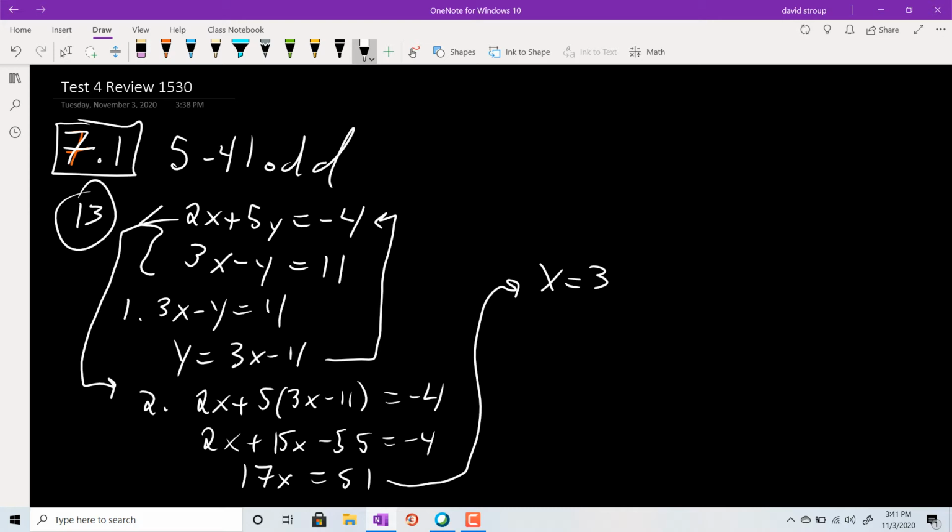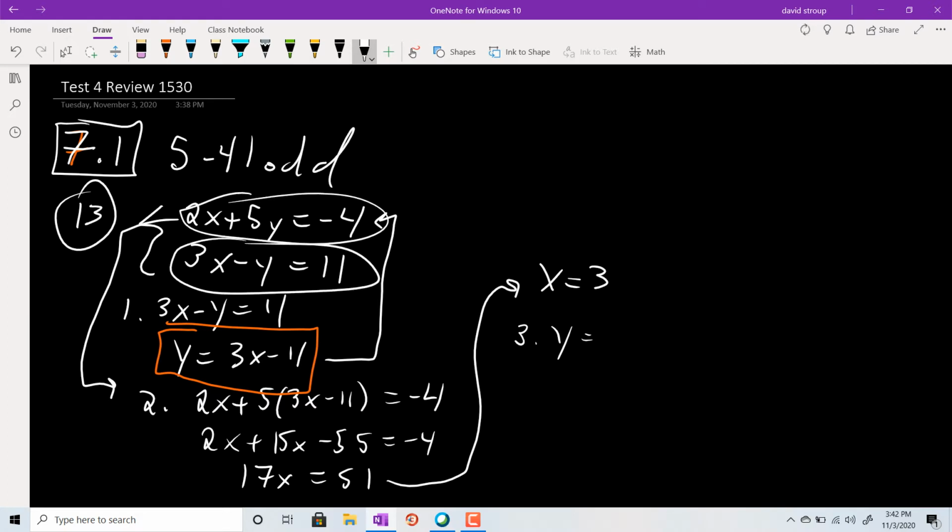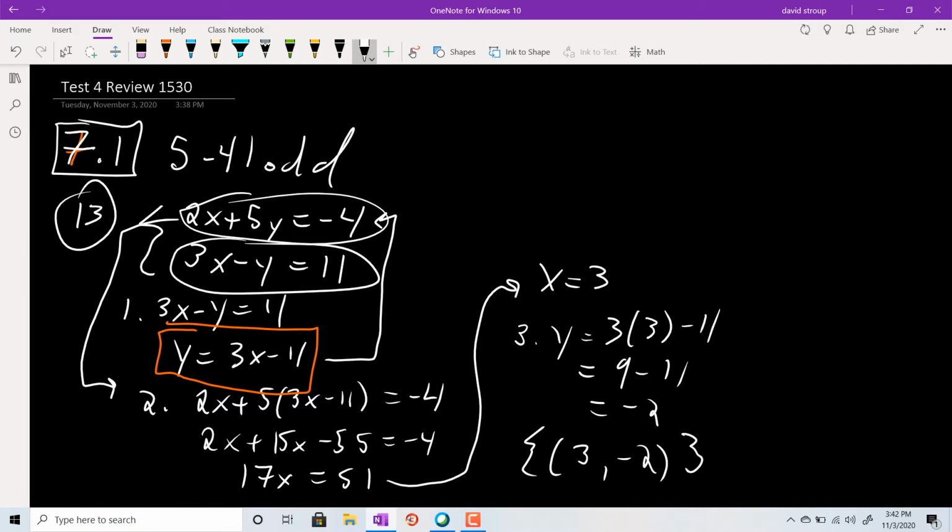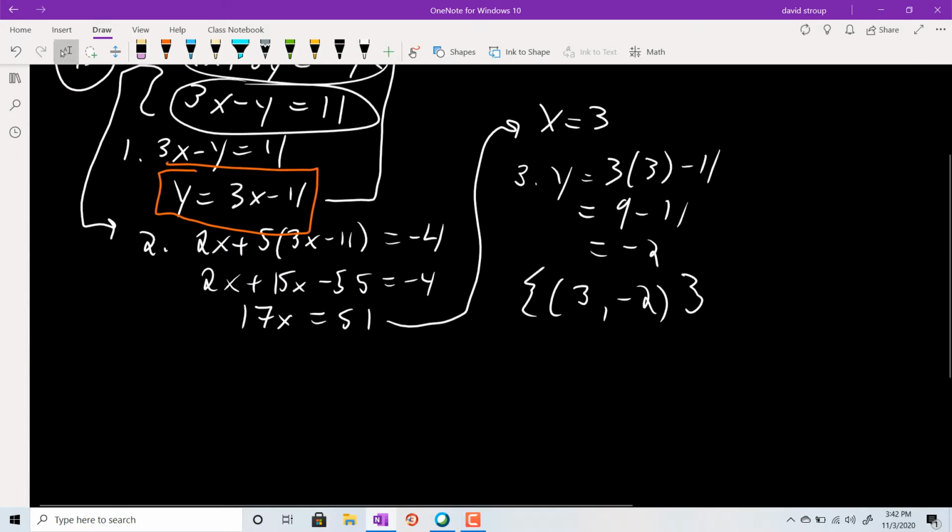Okay, and then you're going to back substitute into any equation that has both an x and y. In particular, I like to use this equation because it's already solved for y. You may not have the experience to pull that off, but if you do, it's the way to go. So anyways, you can use this equation, you can use this equation, it doesn't matter, but the red one is probably the best. So y equals 3 times 3 minus 11. So I have 9 minus 11, which of course is just negative 2. And our final answer, 3, negative 2. Okay, so that's the substitution method.